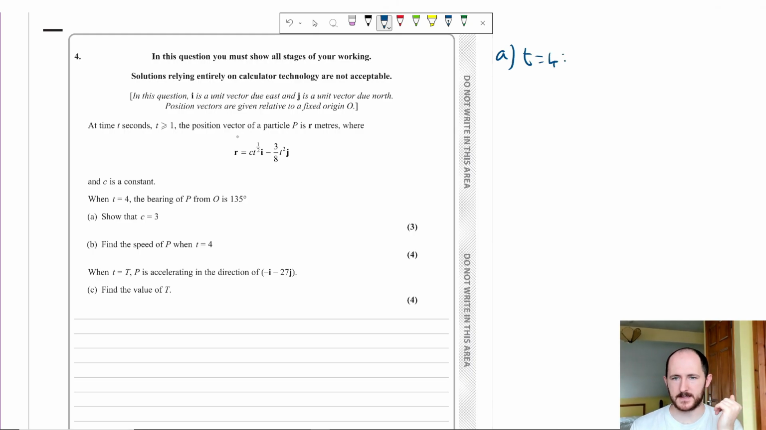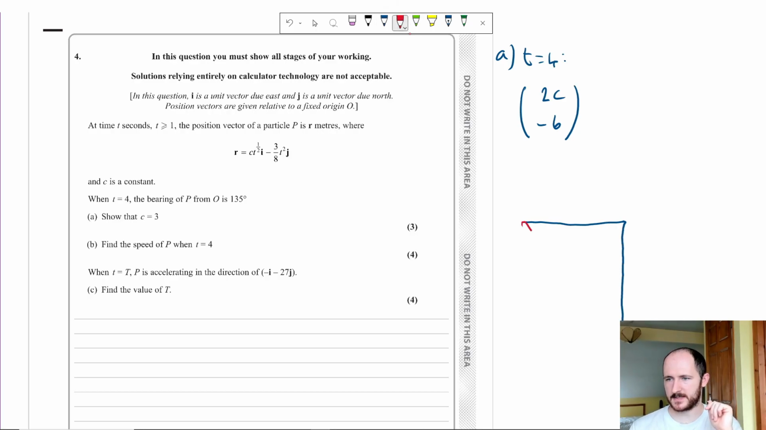I like to use column vectors personally. So this i component will be on top. So 4 square rooted is 2, that's 2c. And then 4 squared is 16 times 3 over 8. So 16 divided by 8 is 2 times 3 is 6, but it's a negative, so it's negative 6. So if I draw this vector out now, it goes 2 to the right, and then it goes 6 down. And that means the actual vector itself, which I'm going to call R, goes like that.